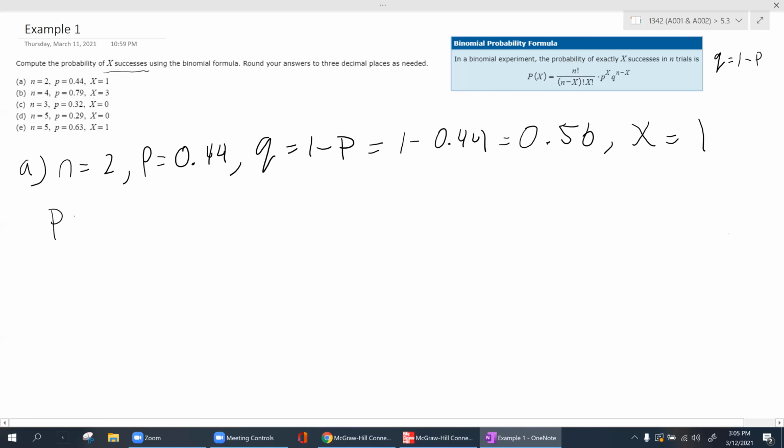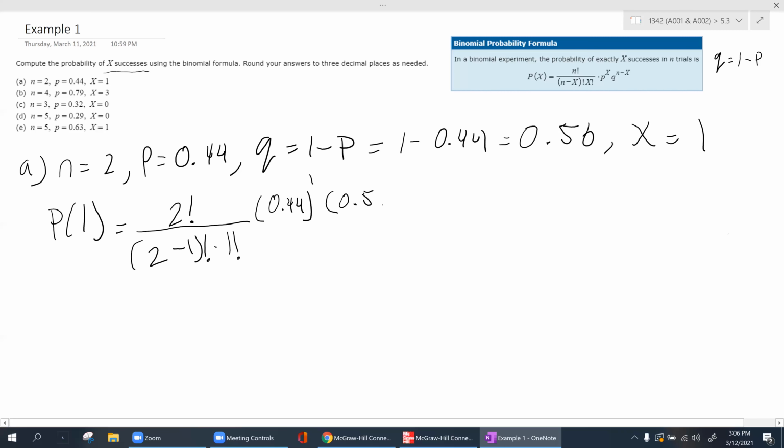So the probability of one success is equal to N factorial, which is 2 factorial, over 2 minus 1 factorial times 1 factorial, times P. My P is 0.44 raised to the X, and my X is 1, times Q. We know what Q is: my Q is 0.56 raised to the N minus X, so that is 2 minus 1. That's how that should look.